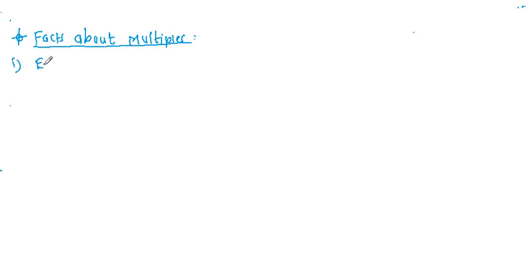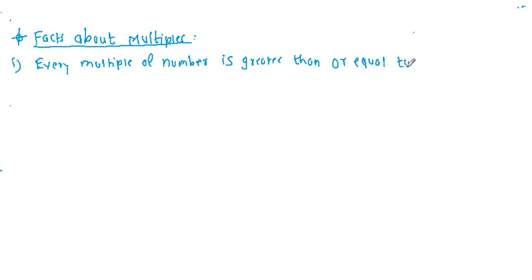Also, we take another example. If we take 5, multiples of 5 are 5, 10, 15, 20, 25, 30, etc. So every multiple of a number is greater than or equal to that number, because the first multiple of any number is the number itself, and after that the multiples are greater than that number.